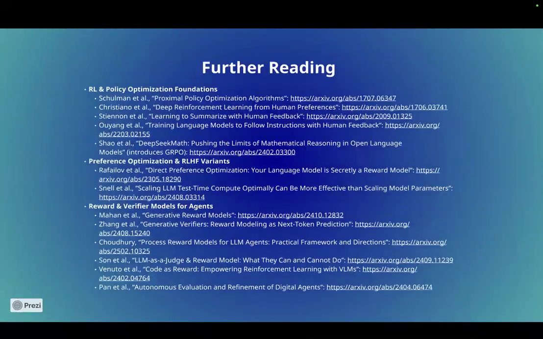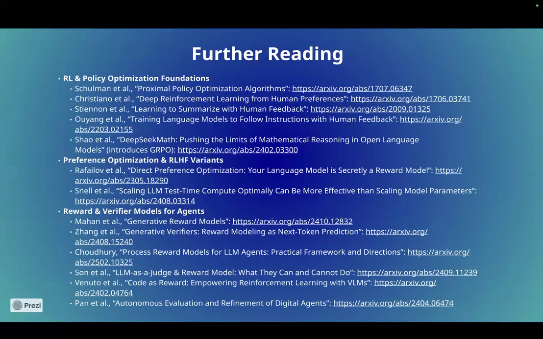And then lastly, I've got a whole bunch of different papers that have formed this lecture over time. There's policy optimization, there's reward and verify models for agents. There's a whole bunch of different work happening there. A lot of these papers are from the last 12 to 18 months or so. So this is a very active area of research, RL for agents.